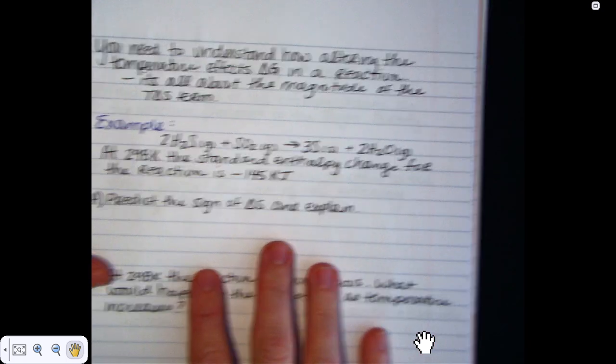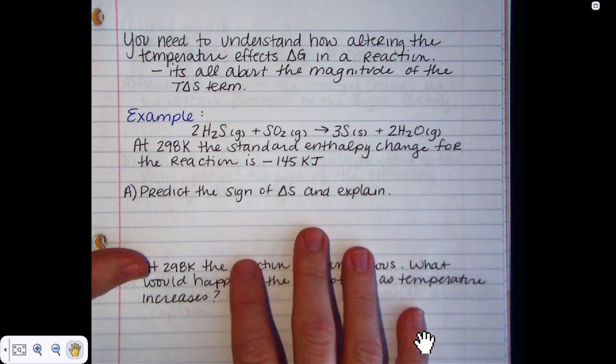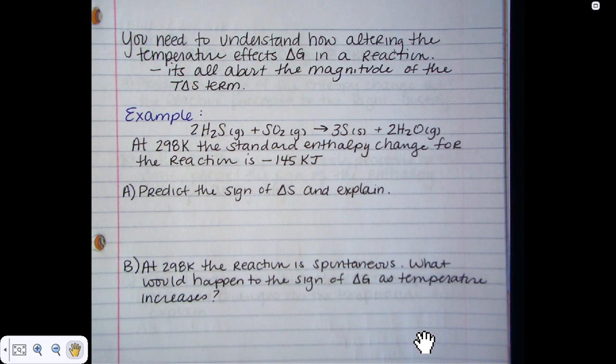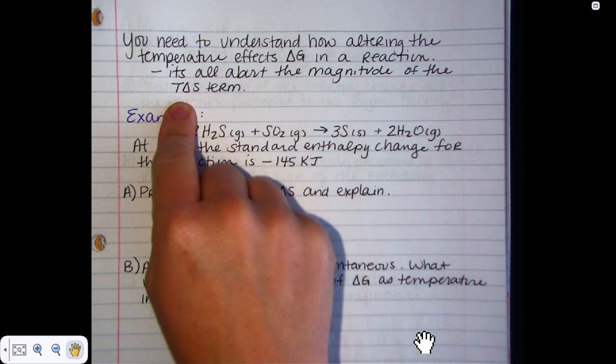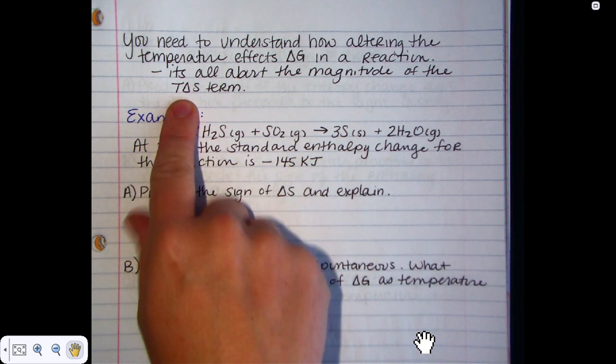All right, so to understand really what's going on with Gibbs, we need to talk about how the temperature change affects things, because that's always what these questions want to ask: well, I know what it is now, but what if I change the temperature? And it's always the changing of the temperature that gets to the crux of this. Anytime we're changing temperature, it's all about the magnitude of the T delta S term because the temperature directly affects S. It indirectly affects everything else, but it directly affects the S.